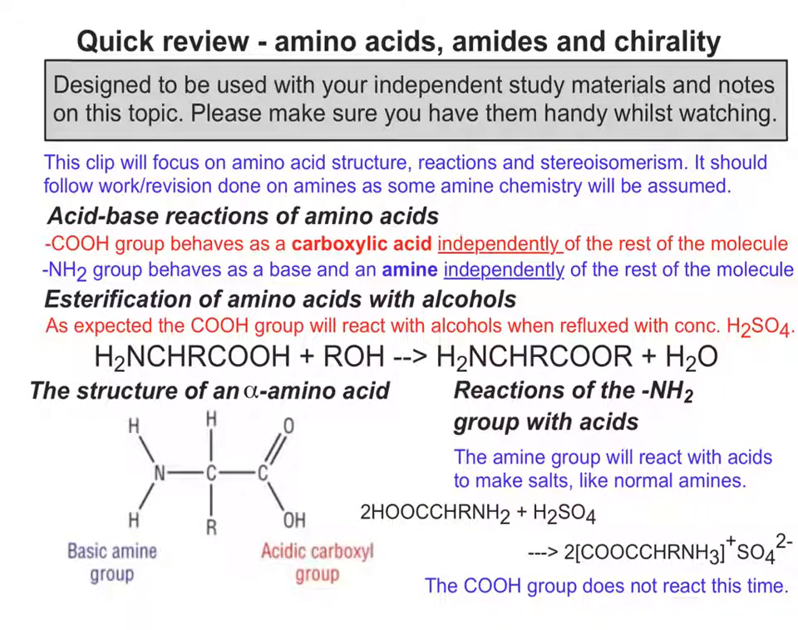So looking at the reactions of the amine group with acids, the amine group will react with them in exactly the same way as normal amines would to make salts, like you can see from the equation. But this time the carboxylic acid group remains unchanged, it doesn't react, because you're reacting the molecule with an acid, and a carboxylic acid wouldn't react with another acid.